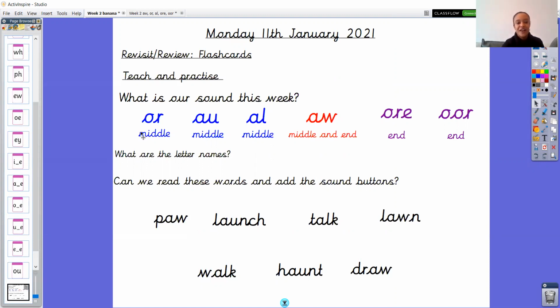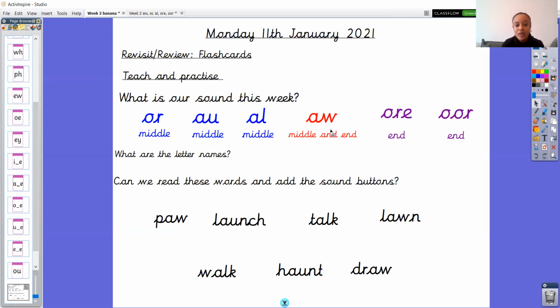Brilliant. Okay, so as we know, first one, we know this one really well, don't we? An O and an R making the or sound, and that mostly comes in the middle of the word. Now, one of our new ones, an A and a U making the or sound. Okay, and this comes in the middle of the word as well. Or another one, an A and an L. We don't get this one very often, but this an A and an L together can also make the or sound in the middle of the word. This one here, this is more common than this one.